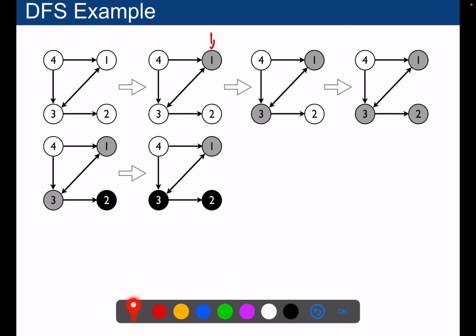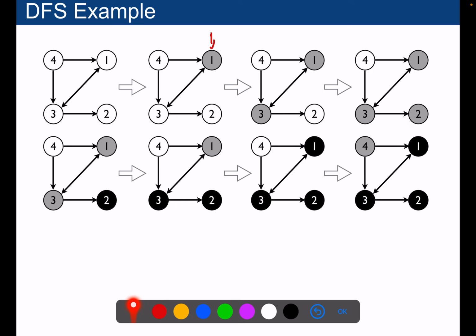And then there is still another one that we can start from because it's still white. That's the number 4. Yes, we backtrack first from that one. Okay, and then we have to visit the number 4. It becomes gray. We return from it, and that's it.